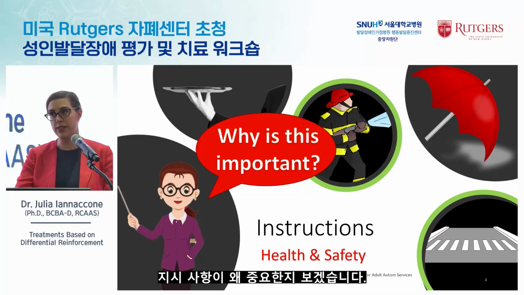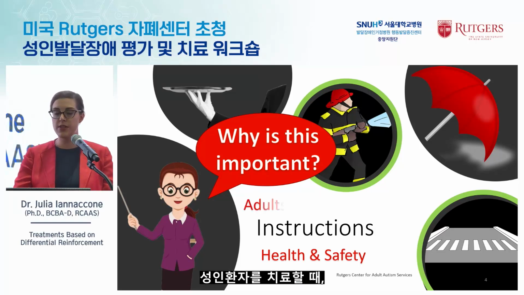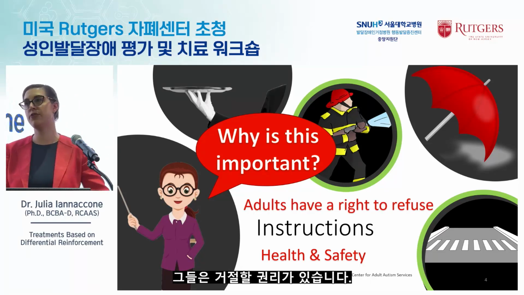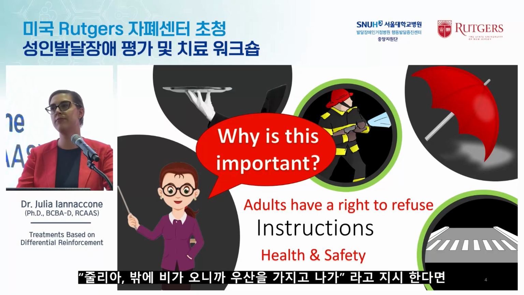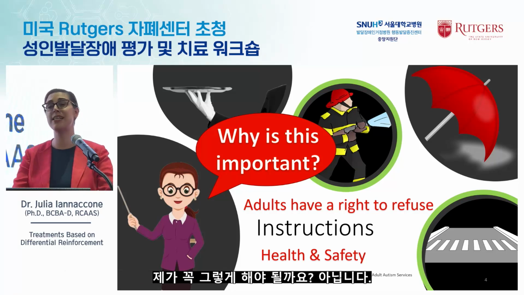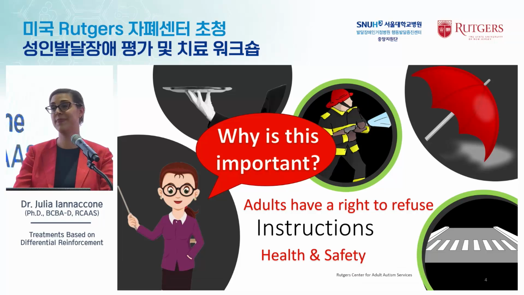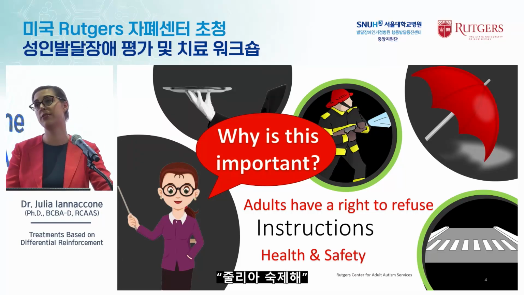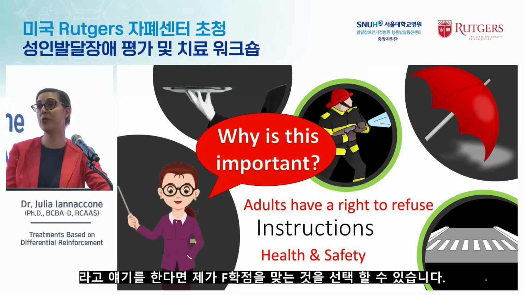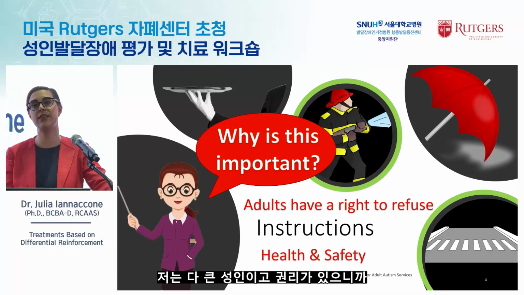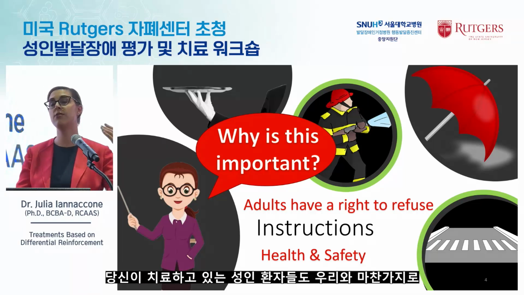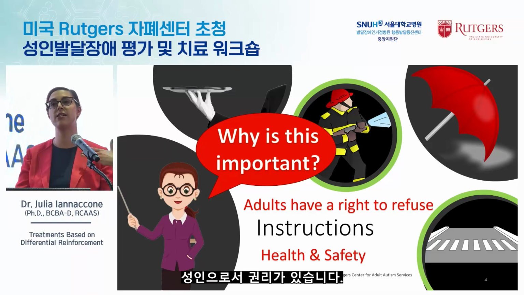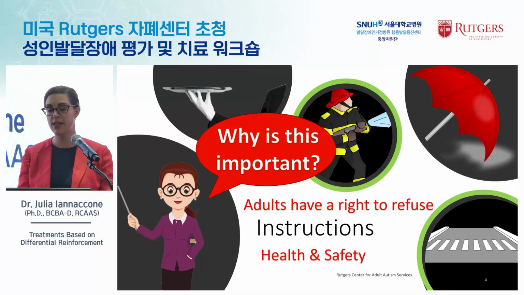So why is this important? When working with adults, they have the right to refuse. If you tell me, "Oh, Julia, it's gonna rain outside, grab an umbrella," do I have to do that? No, I'm a full-grown adult. I can decide to get wet and not use my umbrella. If you say, "Julia, do your homework," I can choose to get an F on my homework. Nobody can make me do that, because I'm a full-grown adult and I have rights. Adults, clients that we serve, have the same rights as you and me, and so we have to honor that.